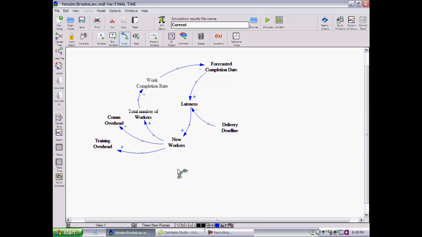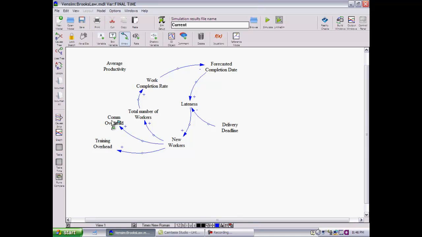All right, so I have training overhead and communication overhead, and clearly that somehow affects the project. If you remember from the narrative, what we said is that these overheads reduce the average productivity of the workers, both the new and the existing workers. So this suggests that I ought to have a variable in this structure called average productivity. Once I have this variable, I would again try to build up the causal relationships here.